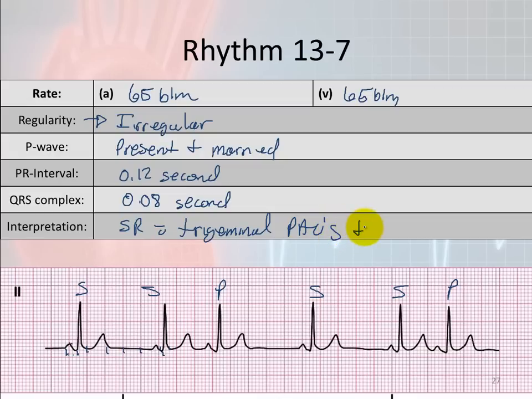Now, are these pauses compensatory or non-compensatory? If you use your calipers and march out from the front side of the strip to the back side of the strip, you will see that these are non-compensatory, because they do not march out.